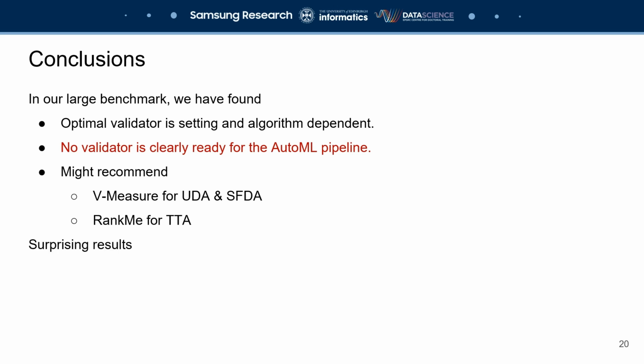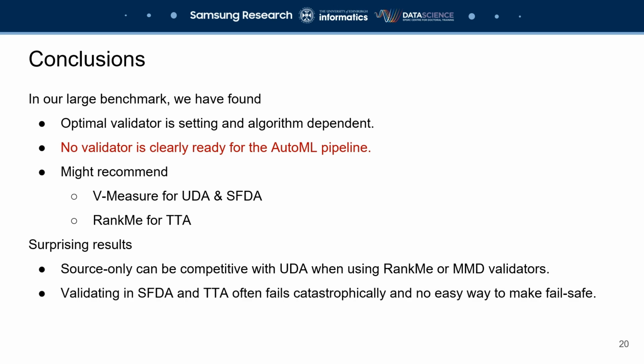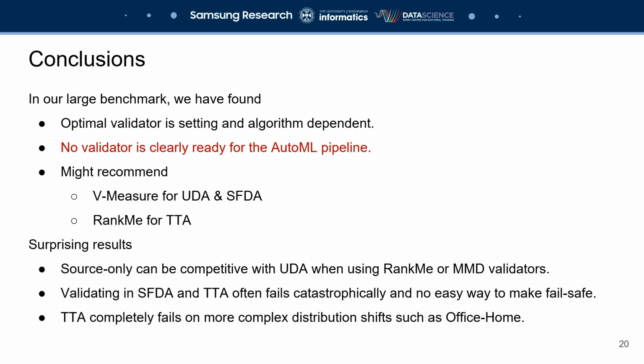We have some surprising results in that source only can be competitive with UDA when using RankMe or MMD validators. Validating in SFDA or TTA often fails catastrophically, and we have found no easy way to make it fail-safe. TTA completely fails on more complex distribution shifts, such as Office-Home, meaning that sometimes adaptation is actually not worth it.